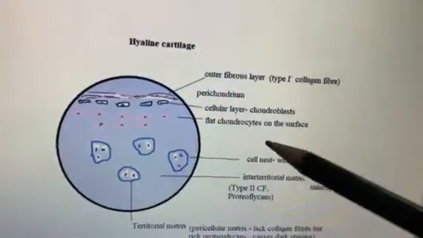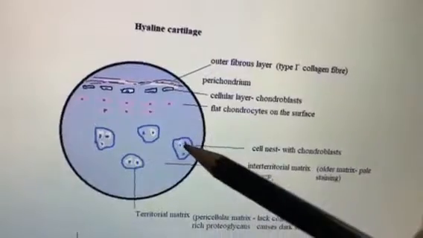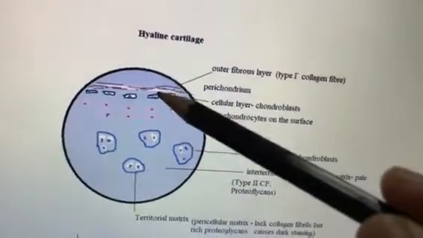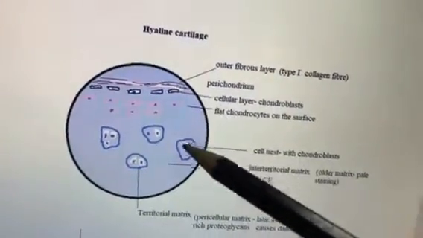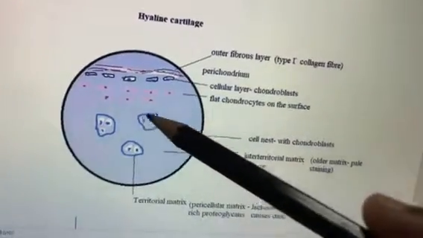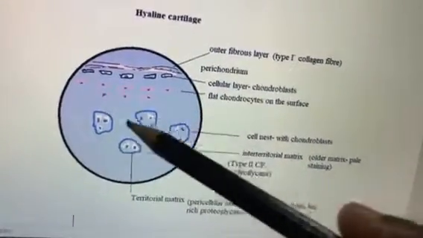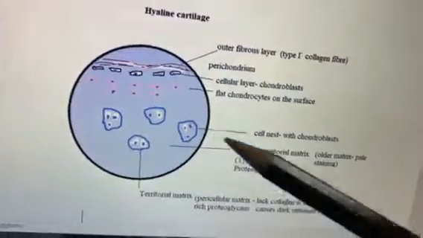Understand? So you need to write 3 components. One is which fiber? Type 2 fiber. Here you have the type 1 collagen fiber. Number 2 is cells. Number 3 is proteoglycans. Proteoglycan, this matrix. Understand?